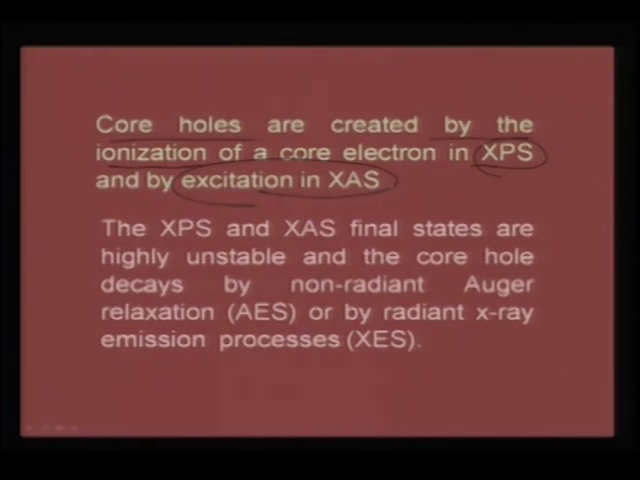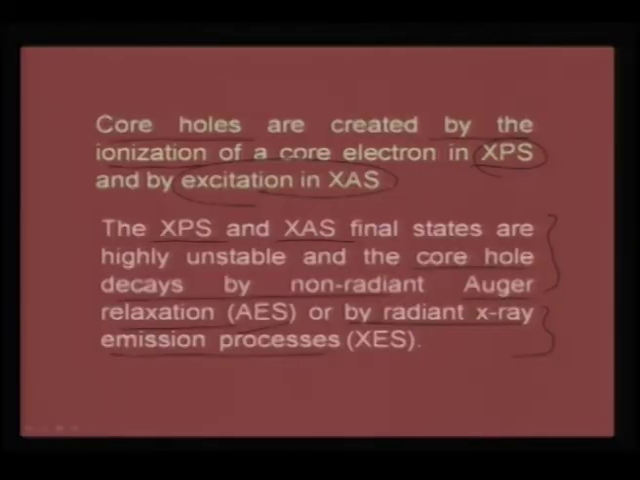In both cases, XPS and XAS, the final states are highly unstable and the core hole decays by non-radiative or radiative processes. One is Auger relaxation, which ends up in Auger electron spectroscopy, or the radiative X-ray emission process, which is called X-ray emission spectroscopy. So, X-ray emission spectroscopy is a secondary phenomenon that goes along with XAS, whereas AES is a secondary phenomenon that happens because of XPS. So, in some sense both have a parallel.